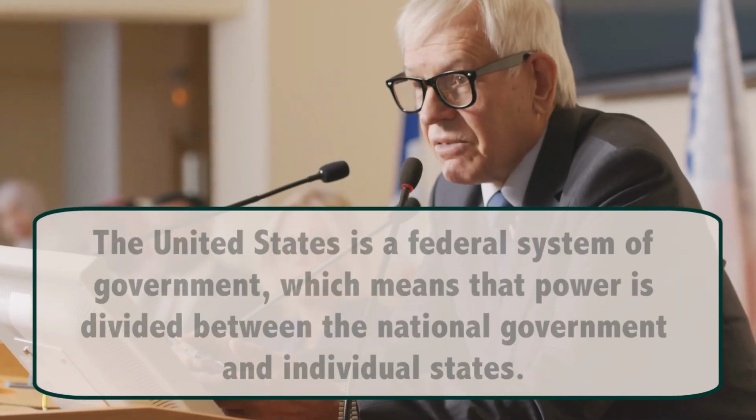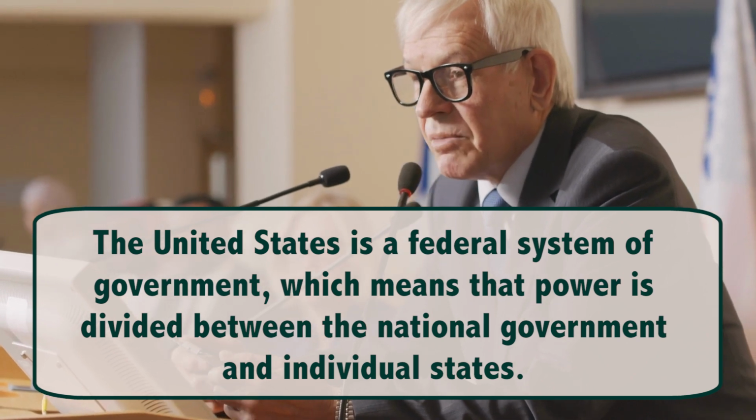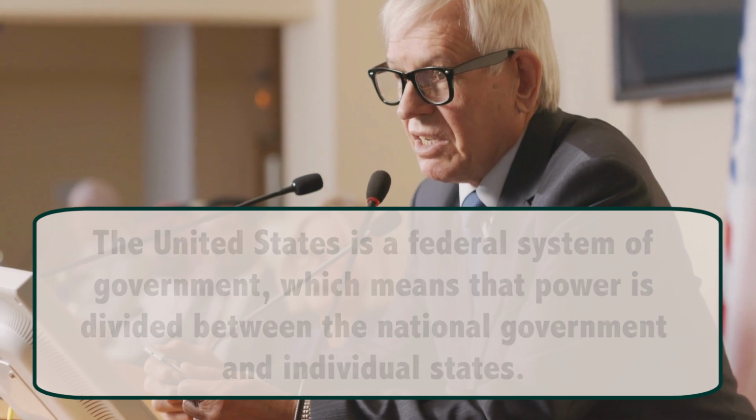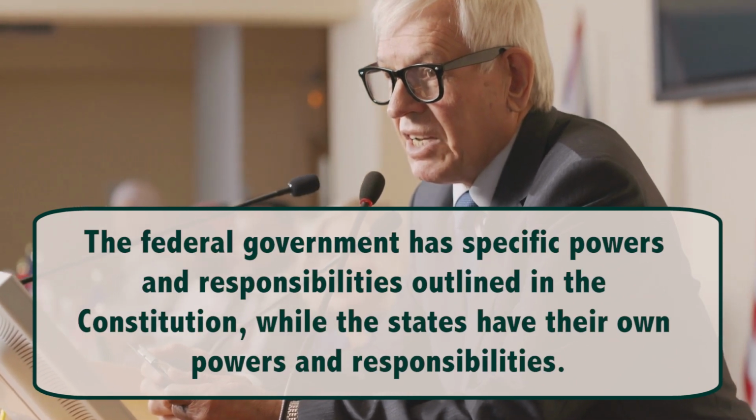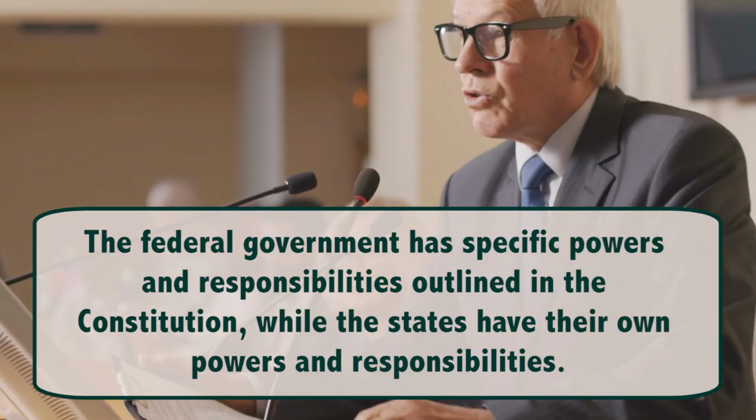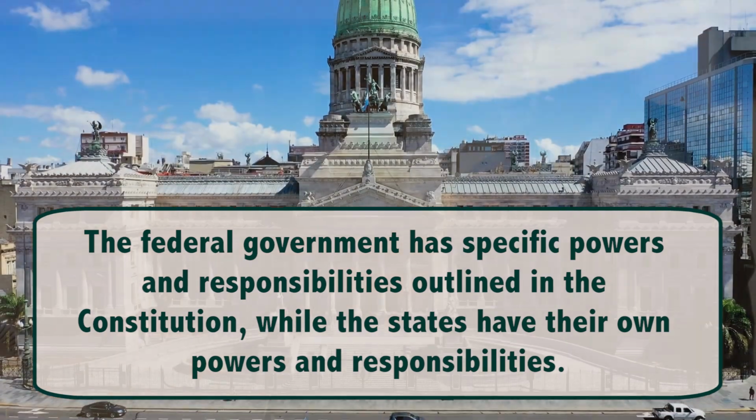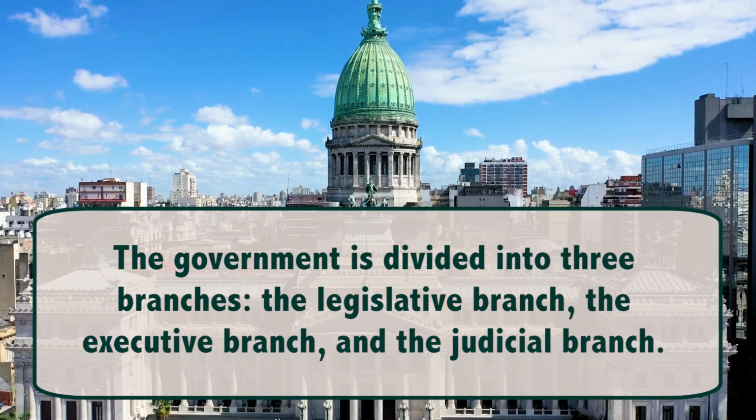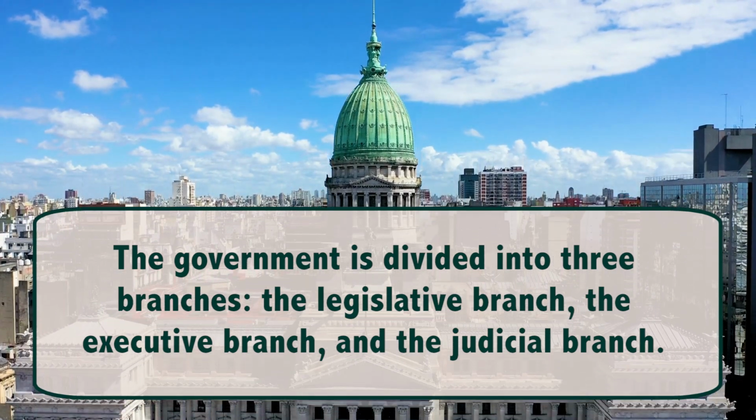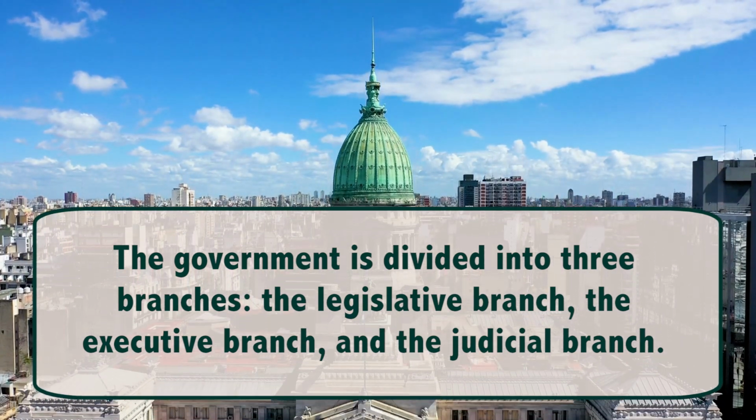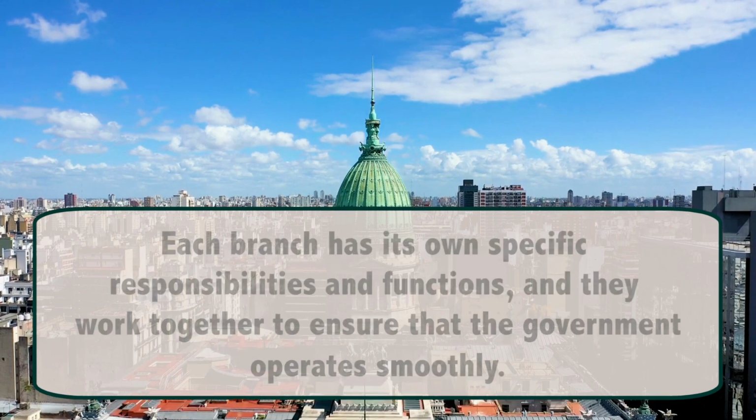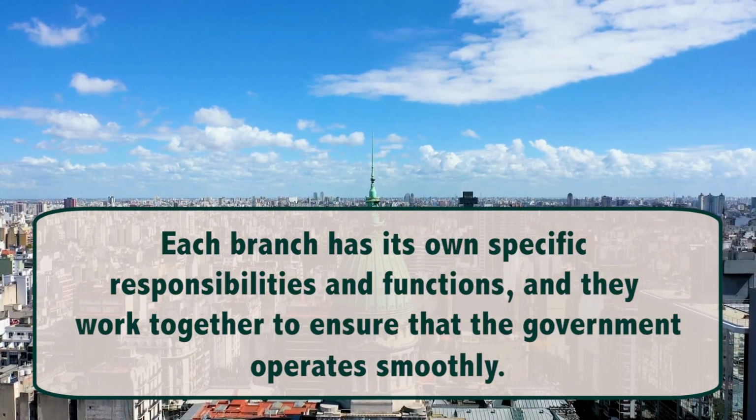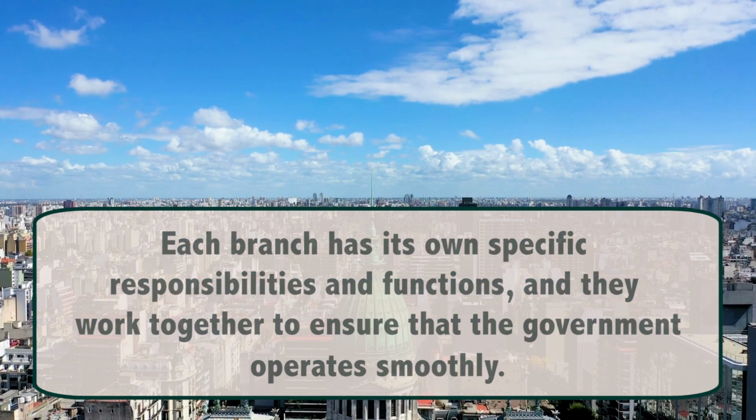The United States is a federal system of government, which means that power is divided between the national government and individual states. The federal government has specific powers and responsibilities outlined in the Constitution, while the states have their own powers and responsibilities. The government is divided into three branches: the legislative branch, the executive branch, and the judicial branch. Each branch has its own specific responsibilities and functions, and they work together to ensure that the government operates smoothly.